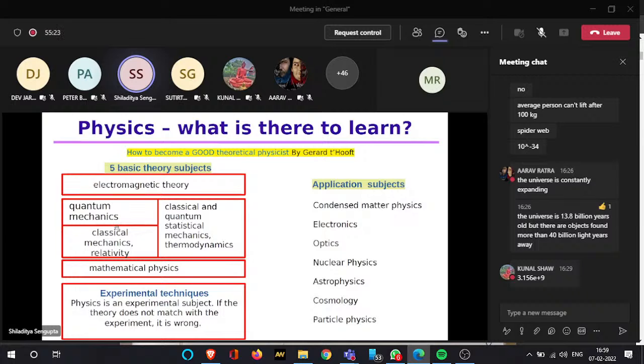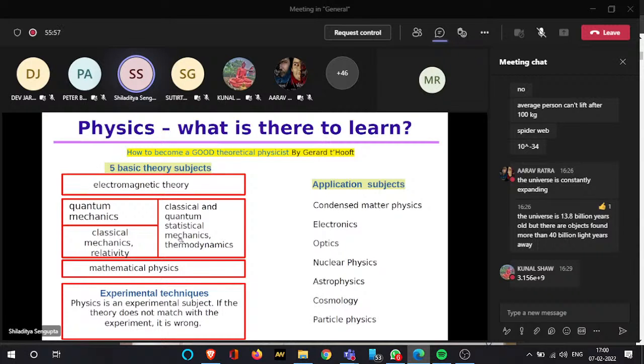Then there is mechanics, how things move: classical mechanics and quantum mechanics. Depending on whether they are classical particles or quantum particles, the rules about how they move are different. Then statistical mechanics, which is a probabilistic description of how things move, and thermodynamics. So these four subjects together cover all the rules that physics knows about how things move.